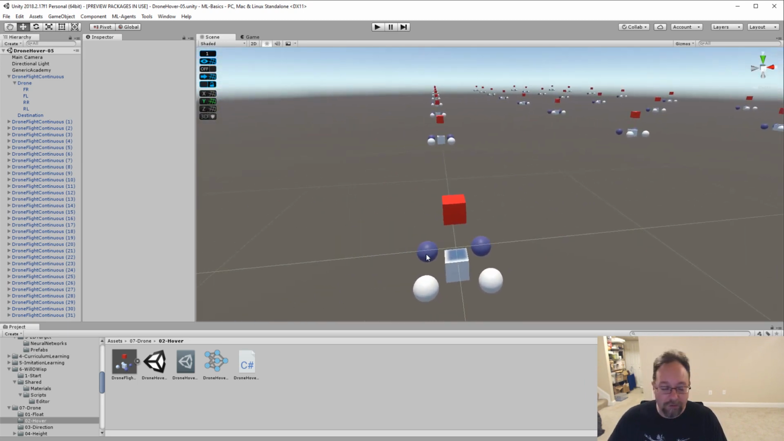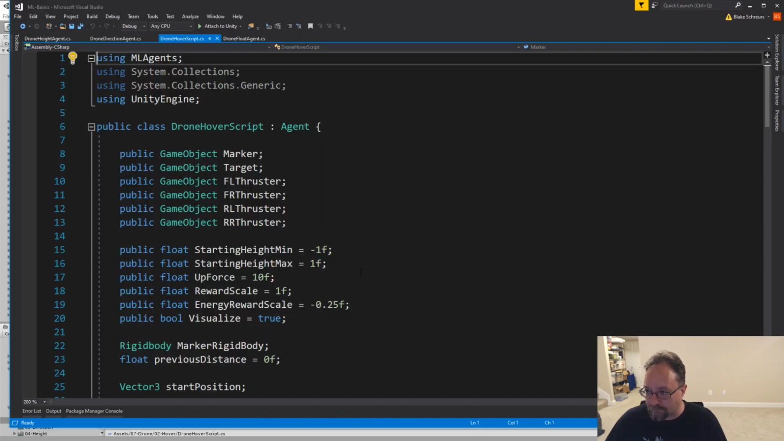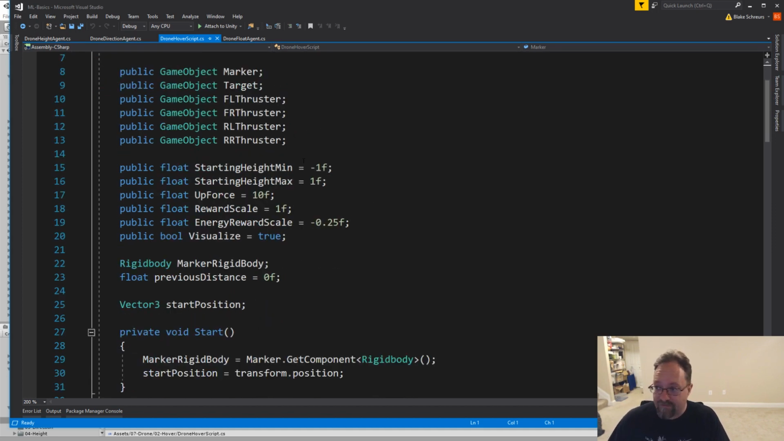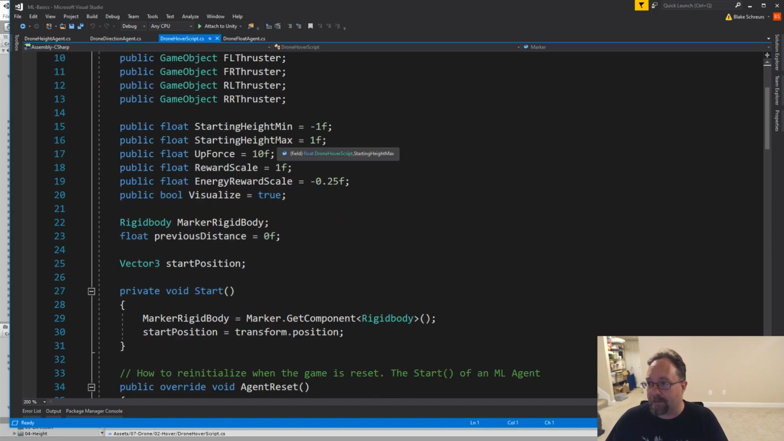It is trying to only go up. The cube will only be directly above the drone. So let's take a look at some of the code for that. So again, where's the marker? What's the target? Where are the thrusters? We need those so that we can apply the forces correctly. The heights are the same, the force is the same, reward scale is the same.